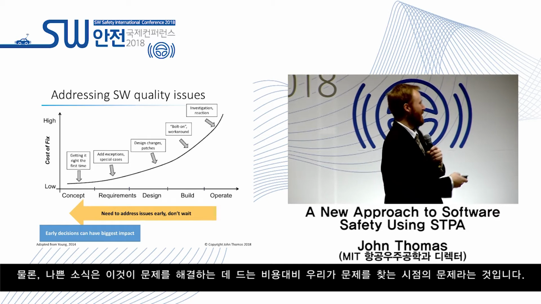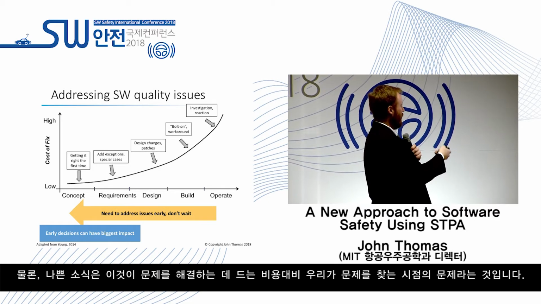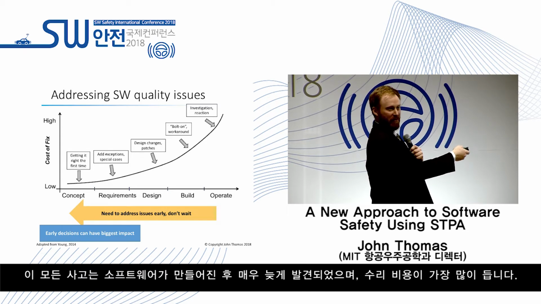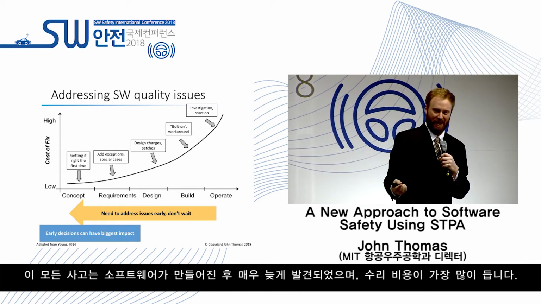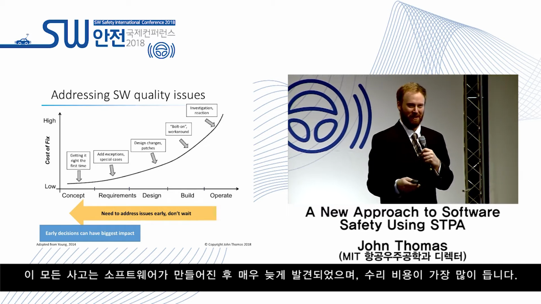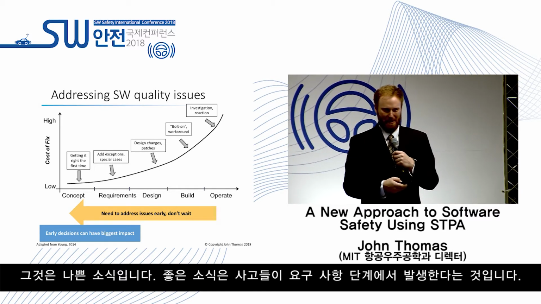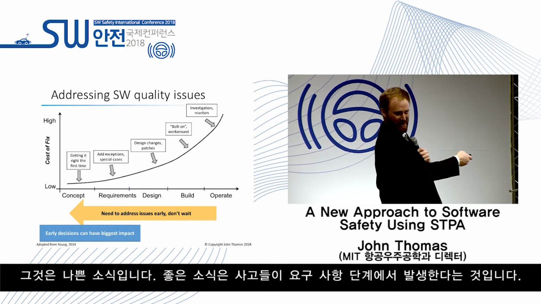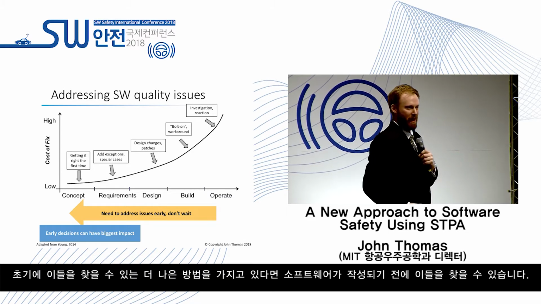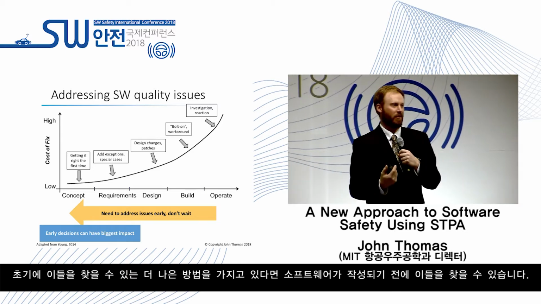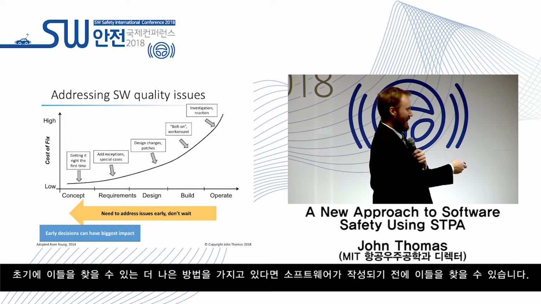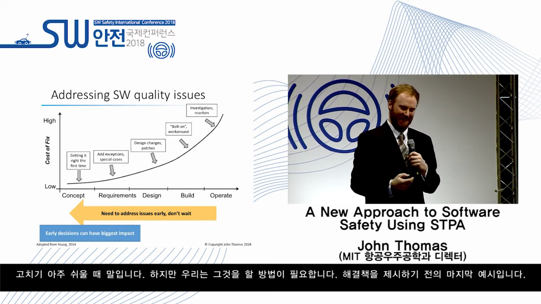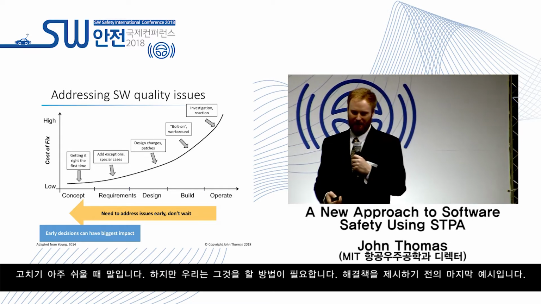And of course, the bad news is this is the cost to fix a problem versus when we find it. All of these accidents have been found very late after the software was created, most expensive to fix. That's the bad news. The good news is they were caused in requirements phase. If we have better methods to find these early, we could find these before the software is written, when it is very easy to fix. But we need a method to do that.